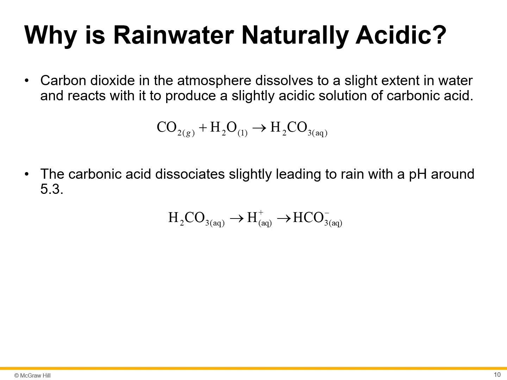We've talked throughout this class about environmental issues, and acid rain is an issue as well. And how does that form? Well, the carbon dioxide in the atmosphere will react and dissolve in water to produce carbonic acid. And this carbonic acid can dissociate to H+ and HCO3-. And it's this H+ that makes the rain acidic. So again, stemming from CO2.